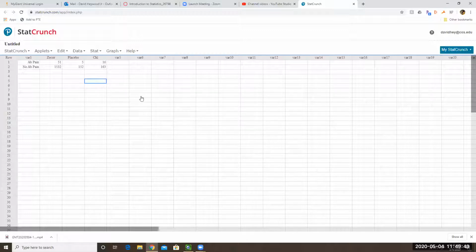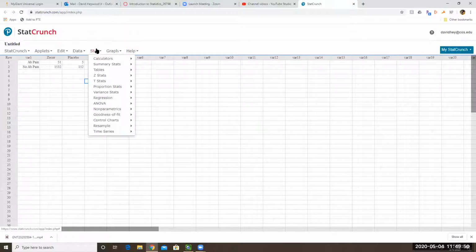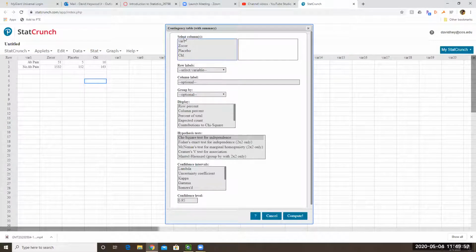Okay, you can pause the video if you need to catch up, right? Of course, it should go without saying at this point. But let's run the test. So we're going to go to Stat, Tables, Contingency, with Summary. When it says to select the columns, it's asking you where are the actual numbers. In which columns do your actual numbers lie? And they lie in these columns, the Zocor column, the placebo column, and the cholesterol column, not the variable 1 column. The variable 1 column contains our row labels, right? So that's where our row labels are.